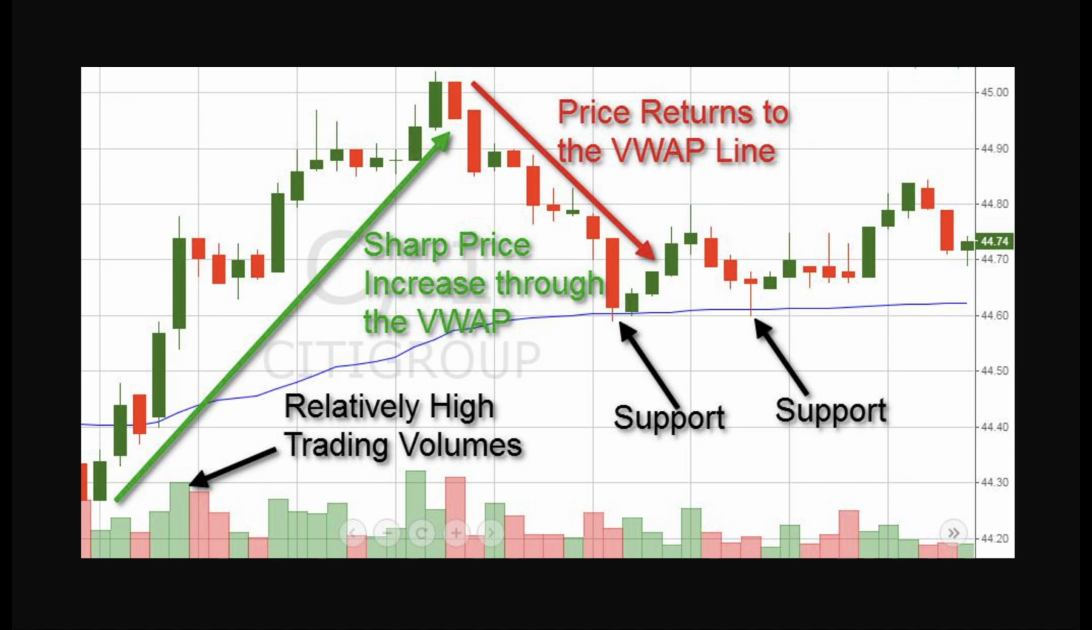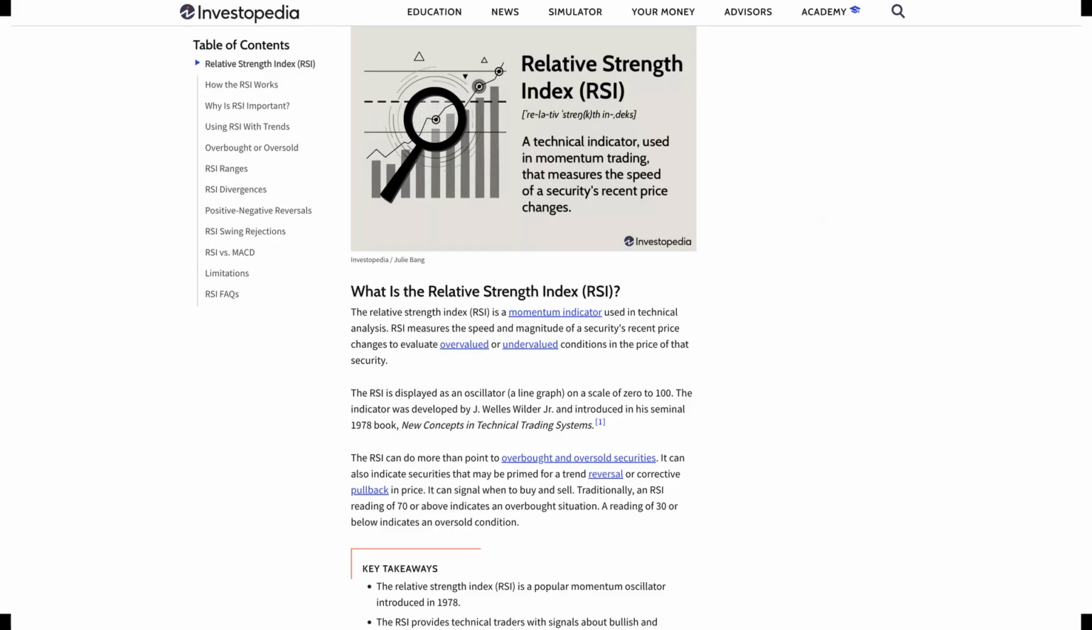The answer is the person who had $8, because their price is lower than the VWAP. Here's the formula for VWAP, and here's how to calculate it.